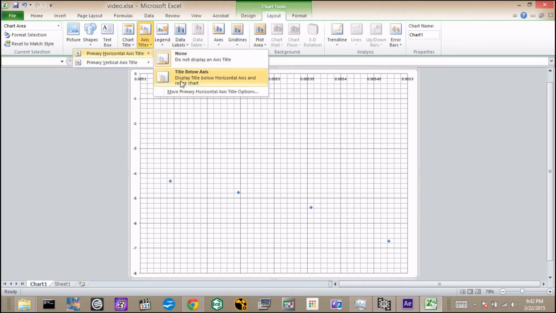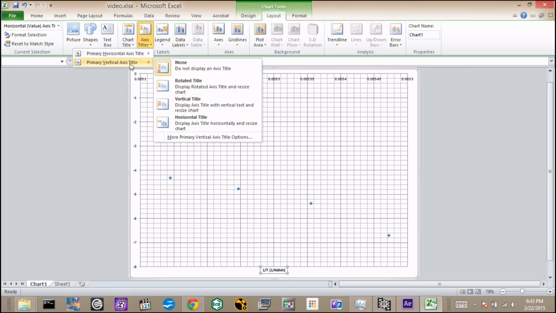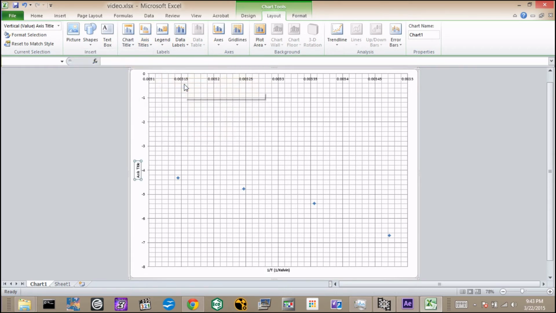So on the horizontal axis, I tend to put it below the axis, and then you can type into the formula bar what you want it to be. In this case, the x-axis is the inverted temperature, so we can put 1 over T there. We would write K^-1 or 1 over Kelvin as units, but Microsoft doesn't allow us to do exponents in their formulas, at least as subscripts, so we have to kind of make it look a little sloppy. Same thing for the vertical axis. I tend to use rotated. It looks a little bit better to me. This is our natural log of the K value.